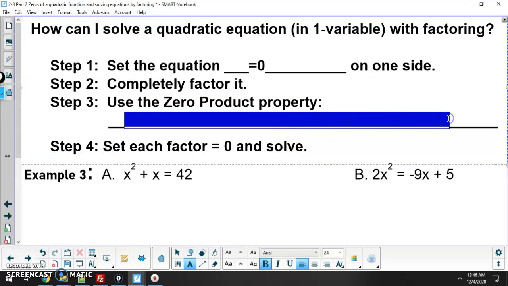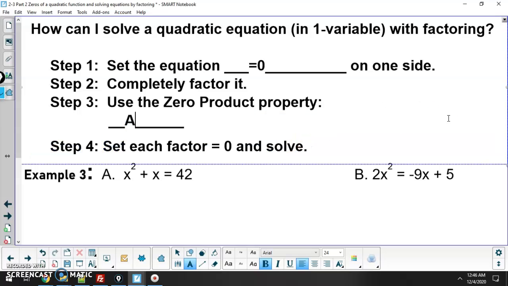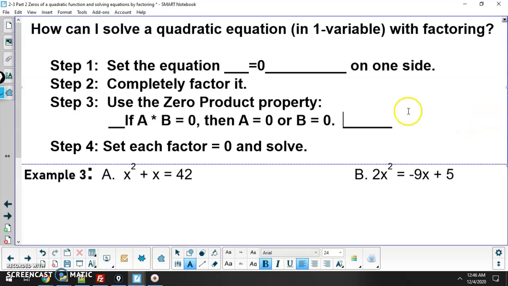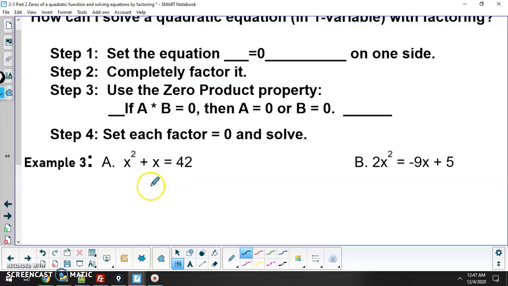Then we're going to use something called the zero product property, which states if a times b equals 0, then either a is equal to 0 or b is equal to 0. When you factor it, you're creating a and b. A is one binomial, one set of parentheses. B is another binomial, another set of parentheses. So either one of those has to be equal to 0, because when you multiply, if one is 0, the whole thing is 0. Then you set each factor equal to 0 and solve. So let's go ahead and try these two examples here.